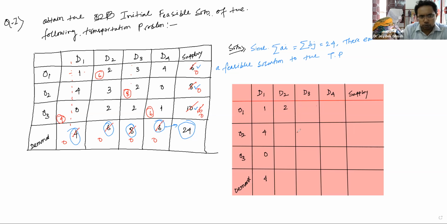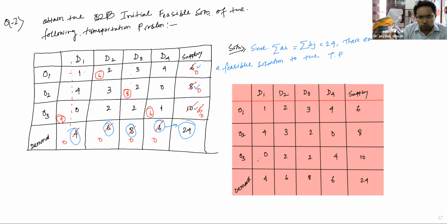This is 2, this is 3, this is 2, and this is 6. This is 3, this is 2, this is 2, and this is 8. This is 4, 0, 4, and 6. So this is 6, 8, 10, 20. So this is our table.